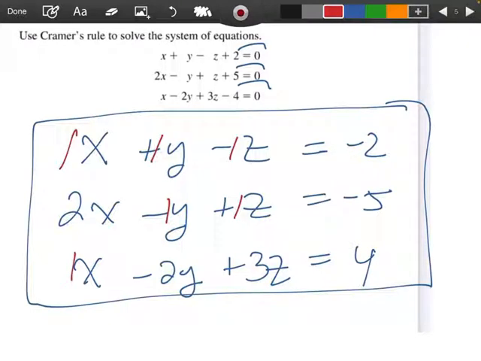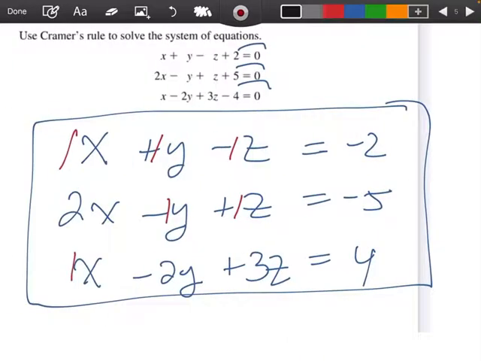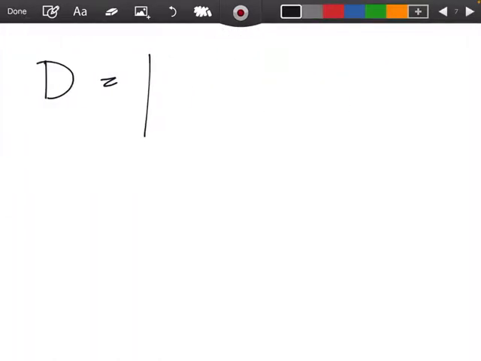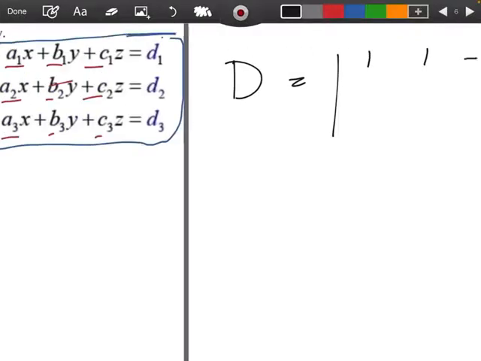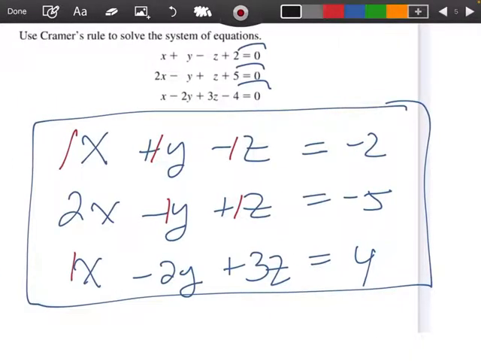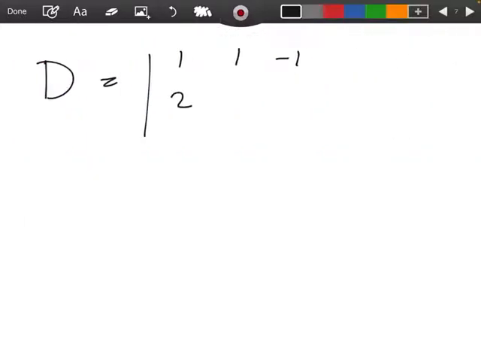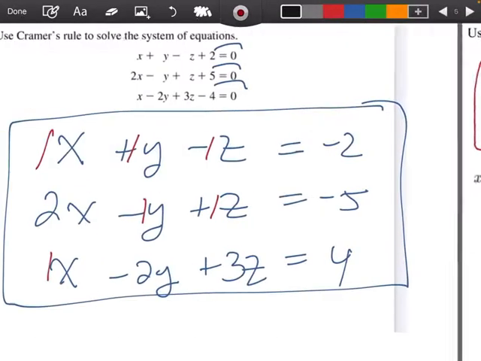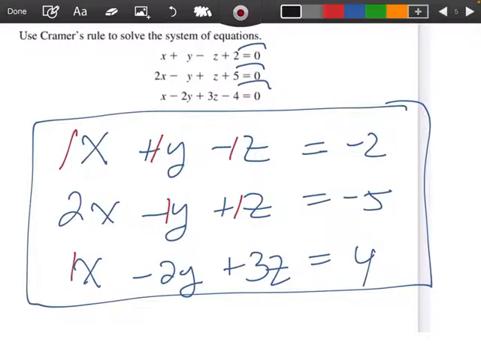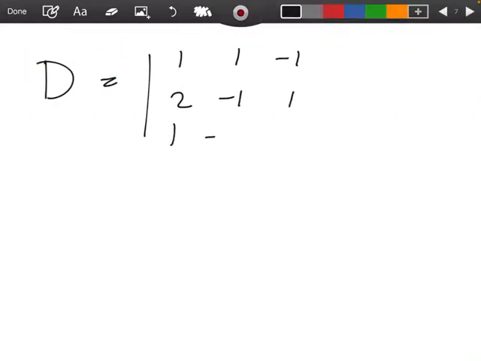Okay, so let's see if we can do this. So I'm going to come back over here because I'm going to do this by hand. I'm going to show you how to do it by hand and with a calculator. So my D determinant is going to be 1, 1, and -1 as I go across. 2, -1, and 1. And 1, -2, and 3. Okay, so let me fix that. There we go.